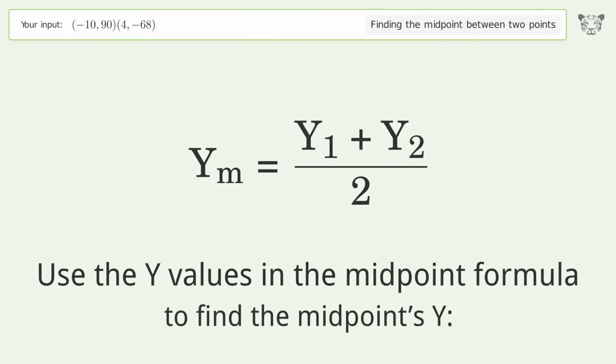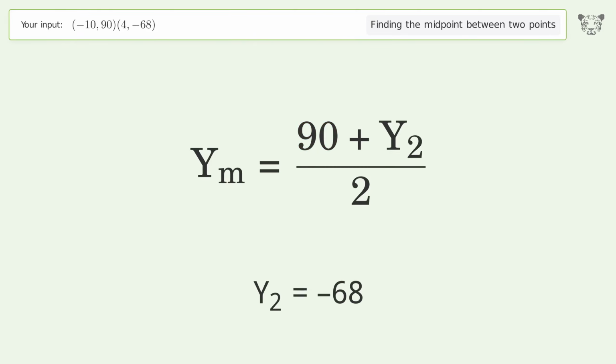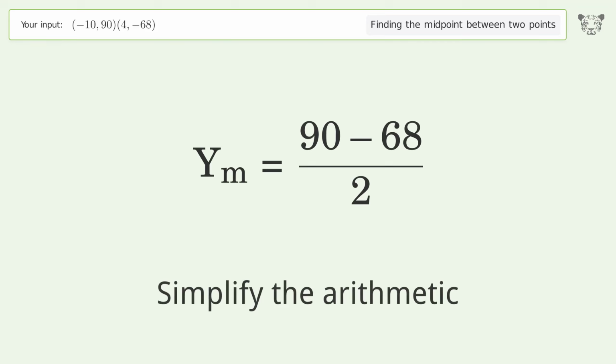Use the y values in the midpoint formula to find the midpoint's y. y1 equals 90. y2 equals -68. Simplify the arithmetic.